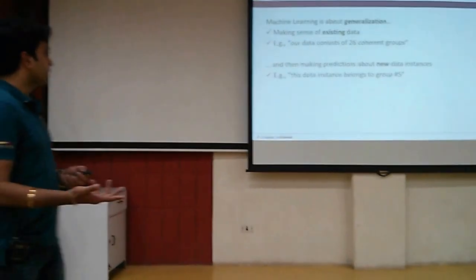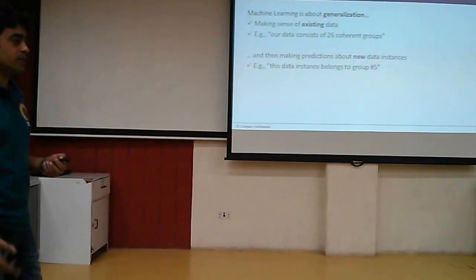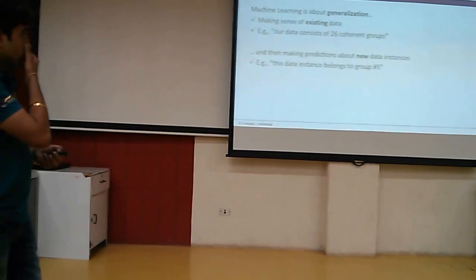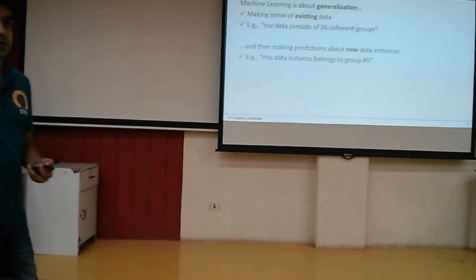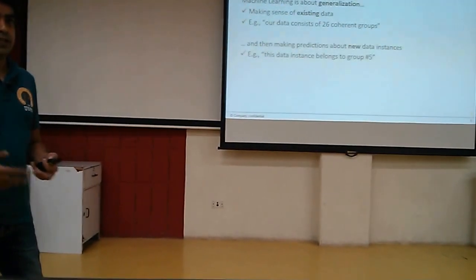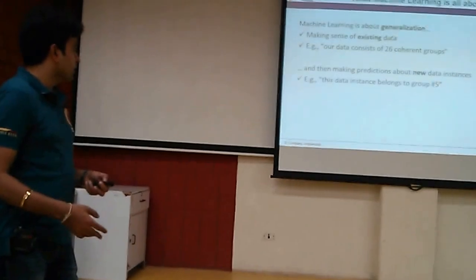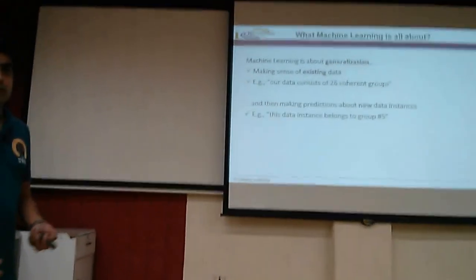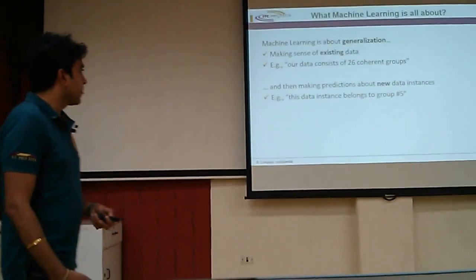An example is, say you have customer data and you divide them into groups. Say my customers consist of 26 groups, that's what I find out from my data, and that's my learning, and now I know how to group my customers. And if I see a new, future customer coming, I put them into some category: this is this kind of customer.